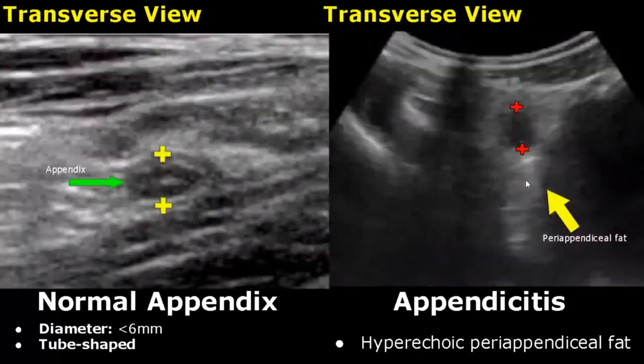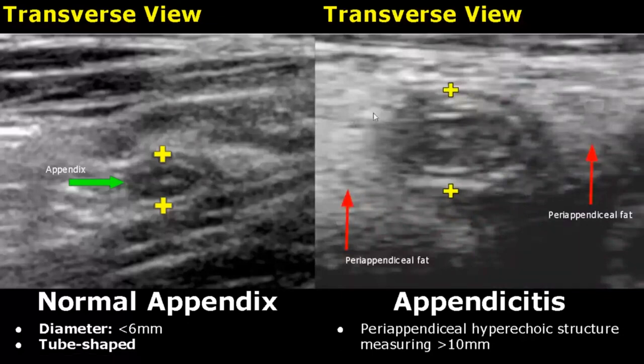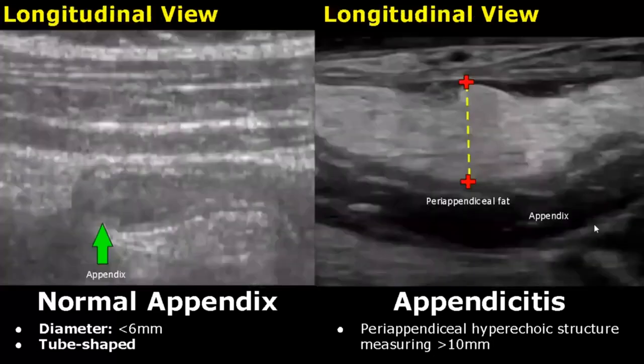Here is a transverse image showing hyperechoic periappendiceal fat. This periappendiceal hyperechoic fat structure will usually be measuring greater than 10 millimeters. It will look like a thick layer of fat surrounding the inflamed appendix. Here is a longitudinal view showing hyperechoic fat structure measuring greater than 10 millimeters.